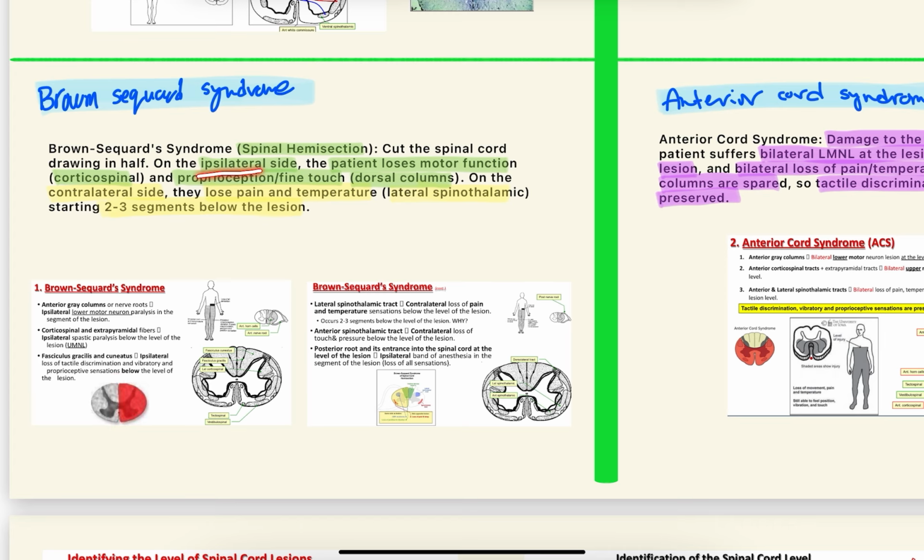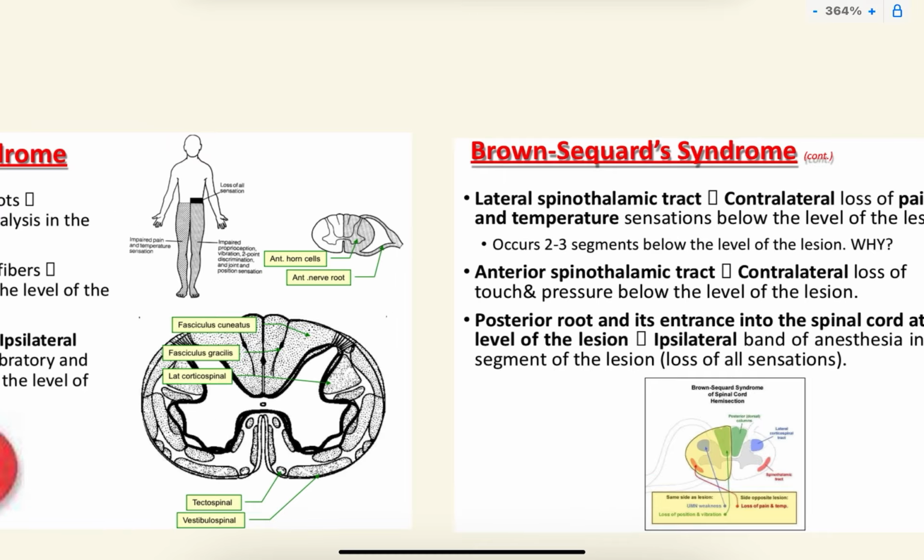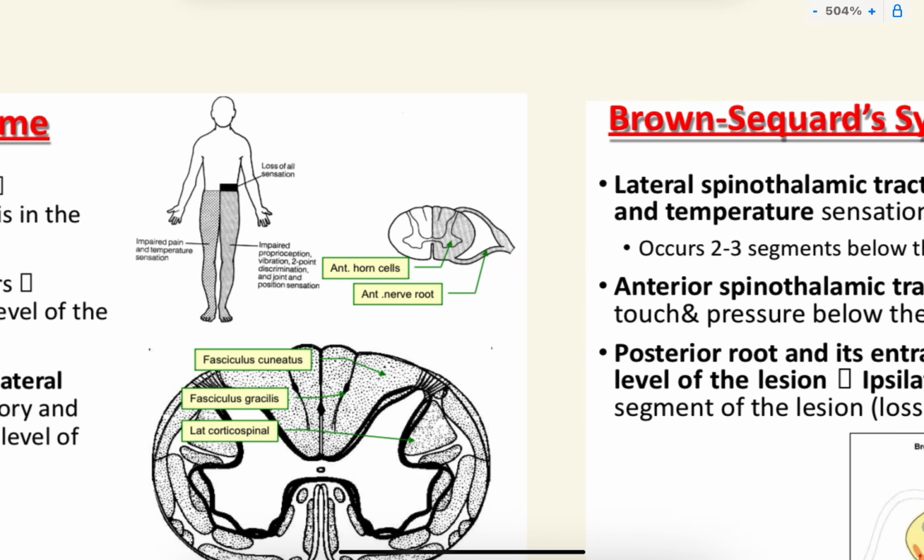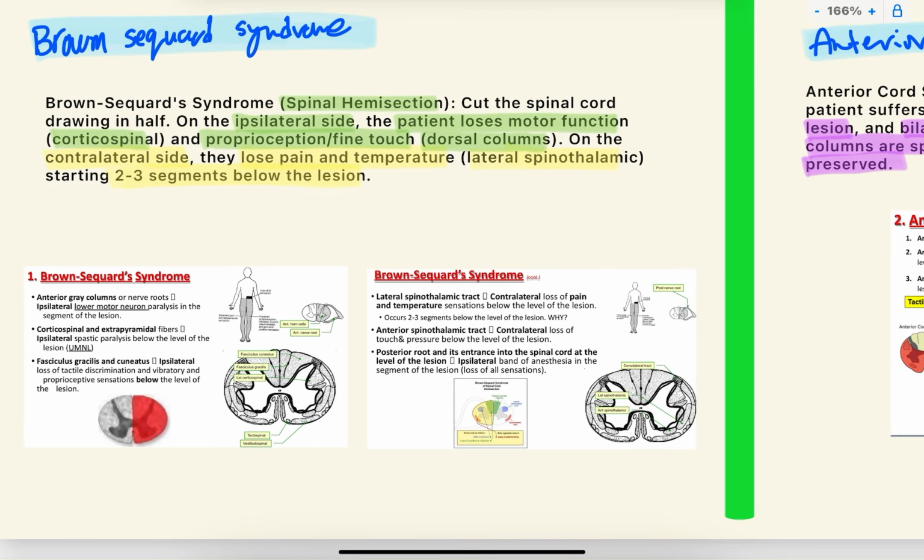So on the ipsilateral side, the patient will lose the motor function, which affects the corticospinal tract, and the proprioception and fine touch, which affects the dorsal column. So on the same side, they will have what? Loss of motor function and proprioception and fine touch. This is ipsilaterally. Okay? What about contralaterally? They will lose the pain and temperature, which is affected by the lateral spinothalamic, and it's basically 2 to 3 segments below the lesion.